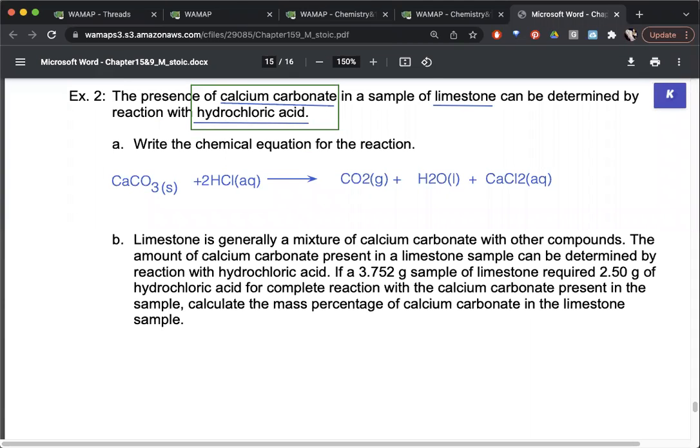So let's go back to figuring out what we're looking for here. We'll keep that equation. Limestone is a mixture. It's got calcium carbonate and other stuff. And we're trying to figure out how much is the calcium carbonate. So here is our amount of limestone, and it requires, so there's an equal sign of some sort, 2.50 grams of hydrochloric acid.